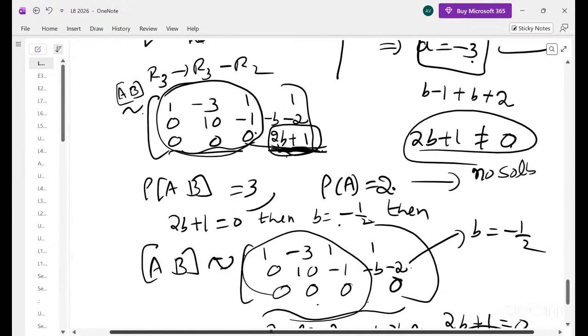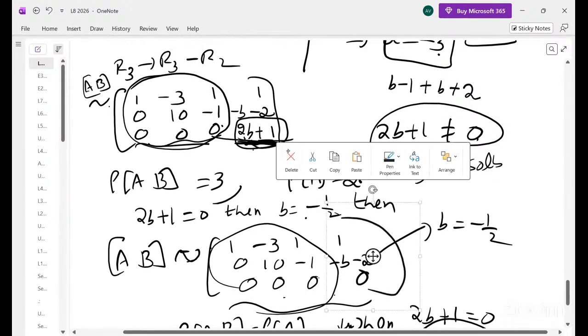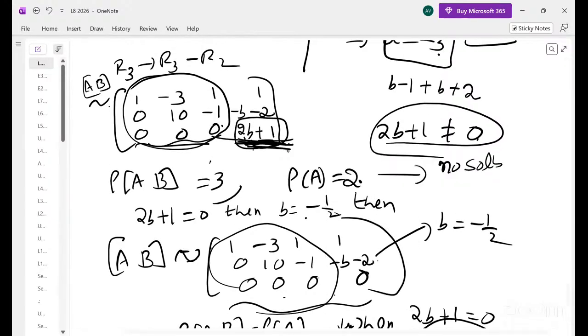Then the second case: when is it the many solution case? The rank of the augmented matrix must be equal to the rank of A. So this must be 0. Remember, by looking at this, you can conclude. You need not do all these things. By your experience, you can see that if this is not 0, it will become the no solution case. Then when are you going to get many solutions? Because the rank of A is 2, this also must be 2.